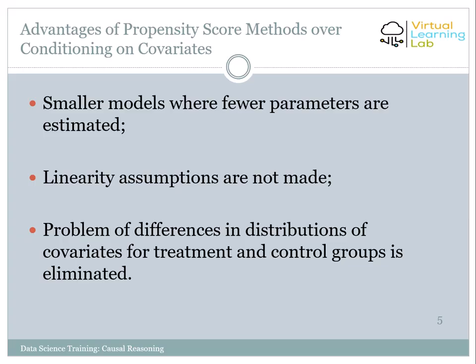Once you balance treatment and control groups with respect to propensity scores, you can set those covariates aside and estimate the average treatment effect, or any treatment effect of interest, without them. You will not need to include the covariates in the outcome model. Therefore, you don't need to make any linearity assumption between the covariates and the outcome. You don't need to model the functional form of the relationship between covariates and outcome at all.